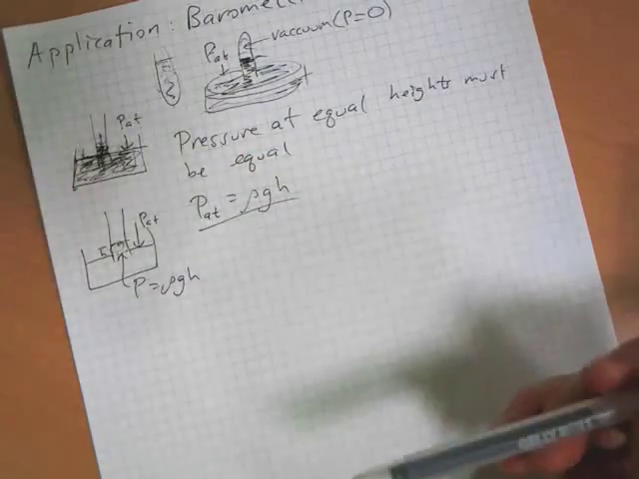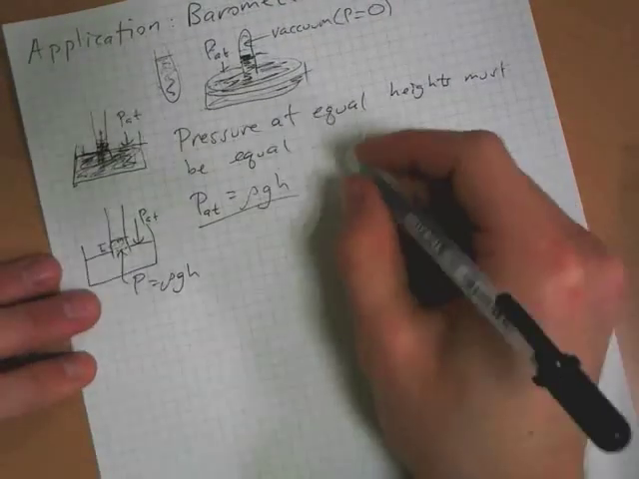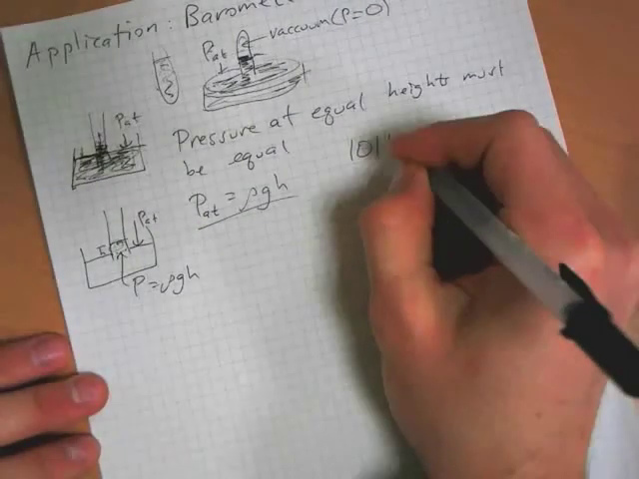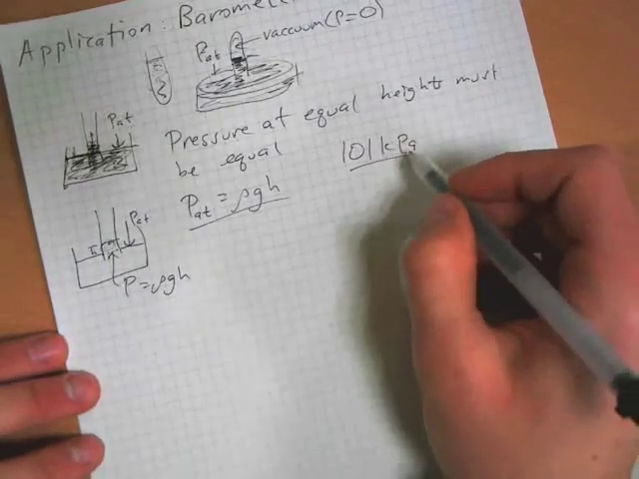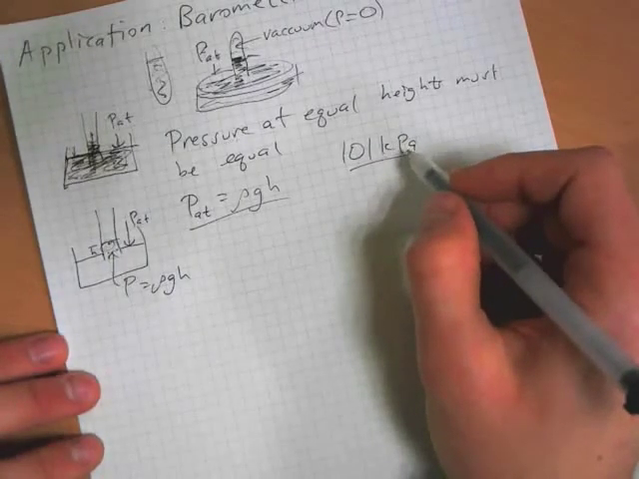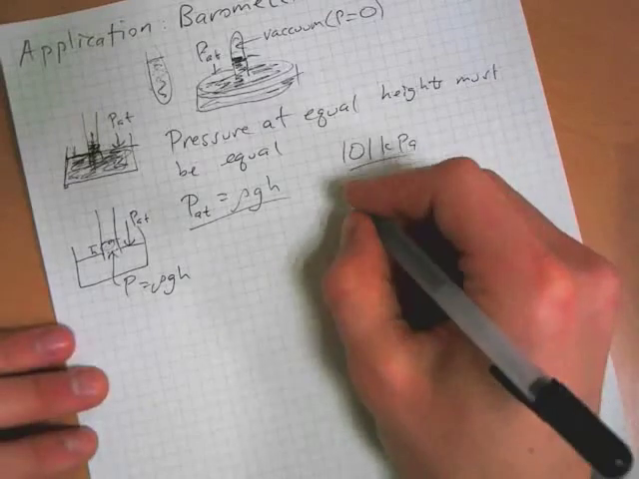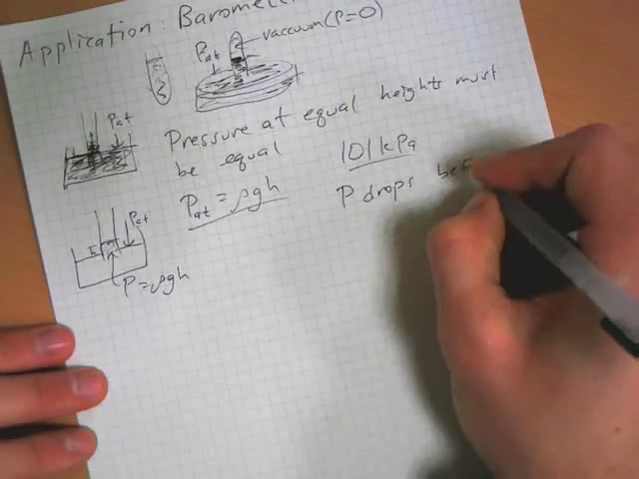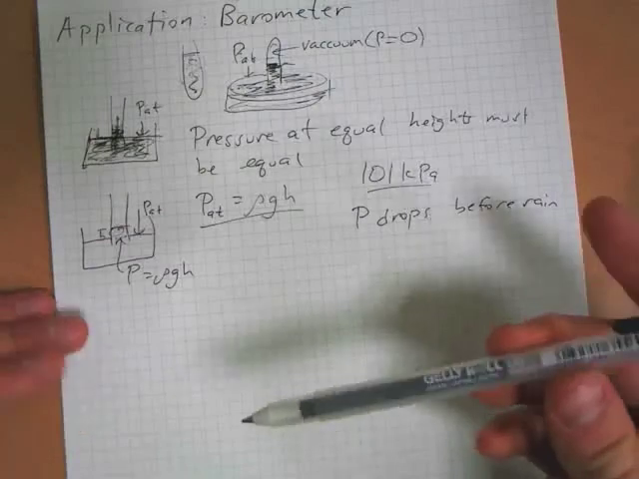We do have a standard atmospheric pressure that we use. We say that's about 101 kilopascals. It is typically used as the standard value of pressure, but pressure actually fluctuates a lot based on elevation and also based on weather. Usually the pressure will drop right before it rains. And pressure can be higher at different times, whatever.